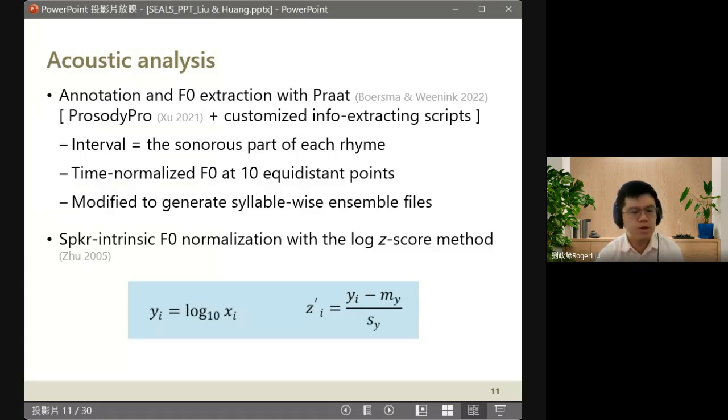As for the pitch values, we try to normalize different speakers' F0 values into a similar scale using the log z-score method. So every F0 is turned to a logarithm value at first, and then the difference from the mean value of the same speaker is divided by the standard deviation of the speaker, and that is how the z-score is calculated.